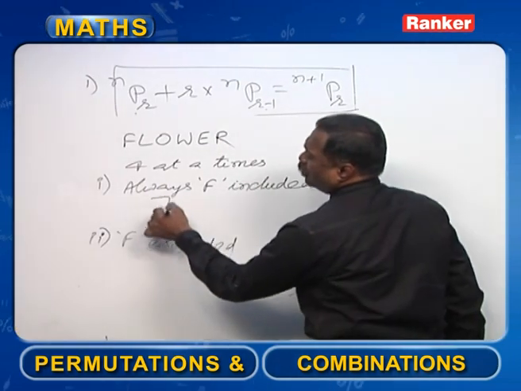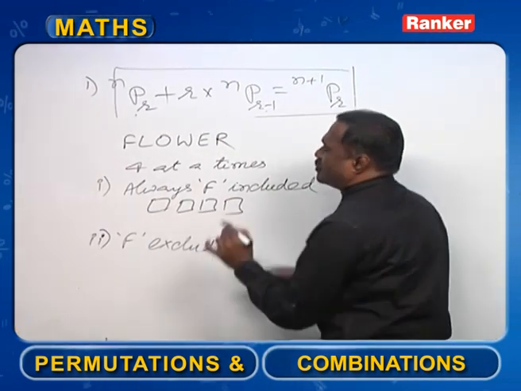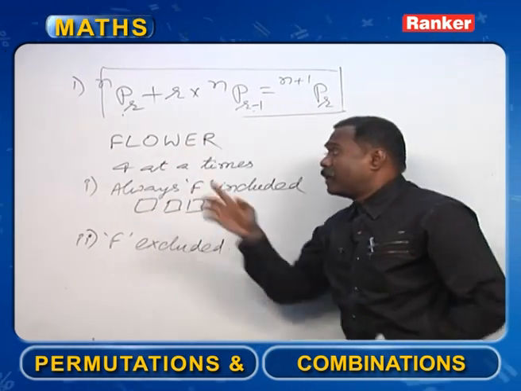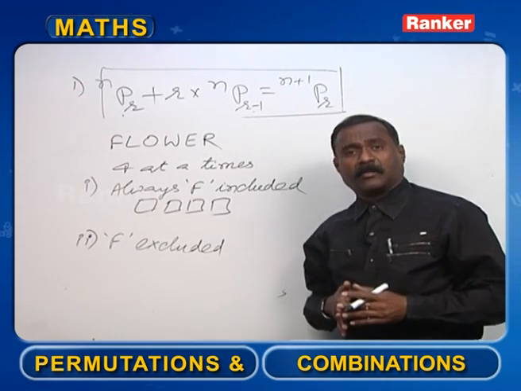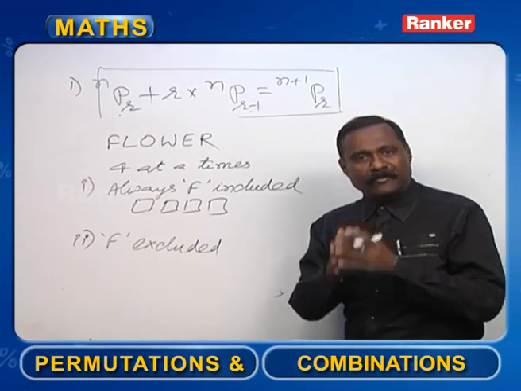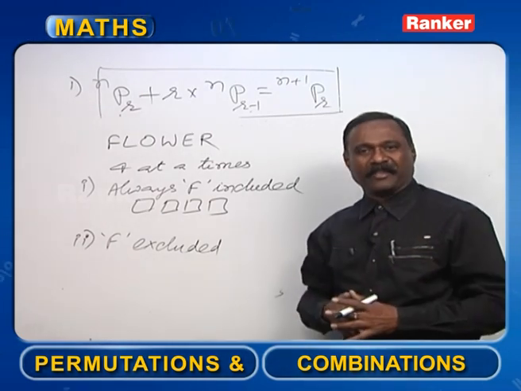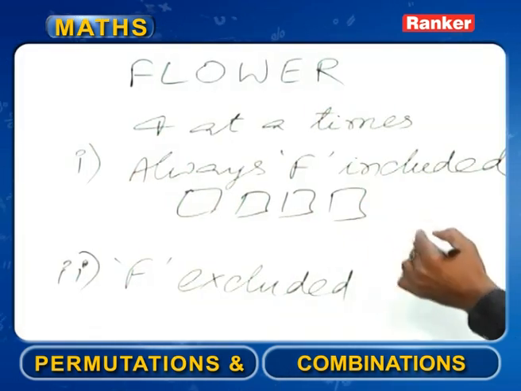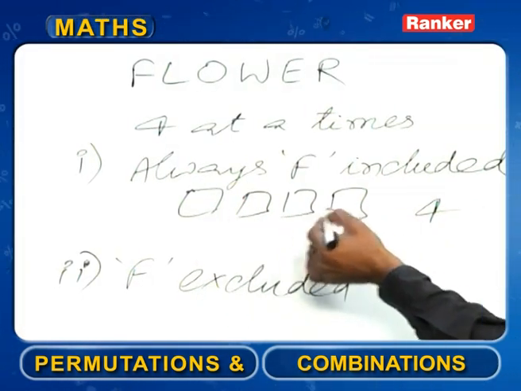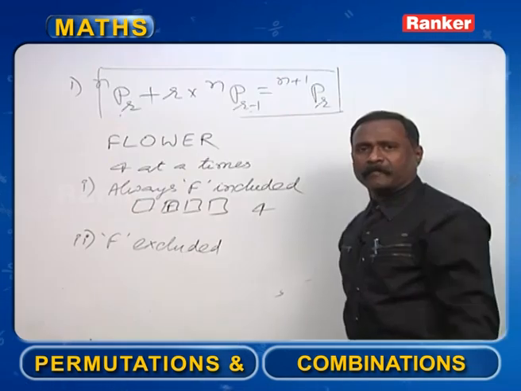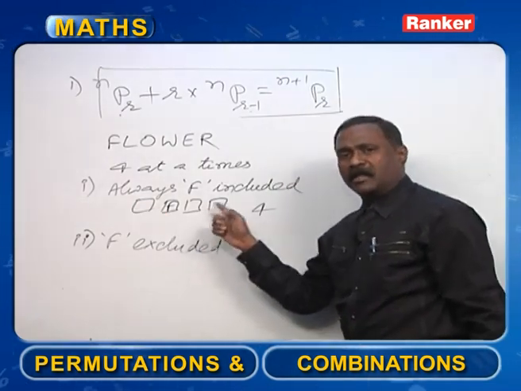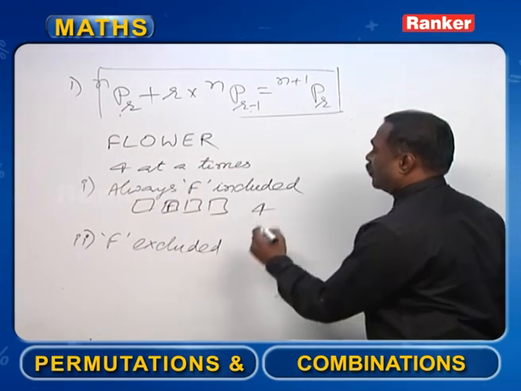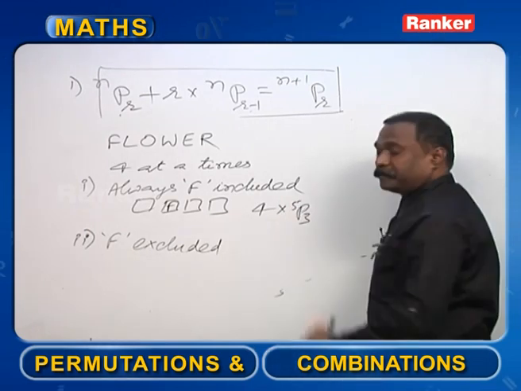Always F included means what? How many are taken at a time? 4 are taken at a time. So how many are there? Totally 6 are there. From 6, F should be included first. First of all, remember, while working out the problems on permutations and combinations, you have to fulfill the restriction given. What is the restriction here? F should always be included. It can be included in how many different ways? 4 different ways. Either this or this or this or this. That means F is somewhere there. How many places are remaining? 3 places are remaining. In these 3 places, how many letters are remaining now? F is already included. How many letters are remaining? 5 are remaining. So 4 into 5P3.